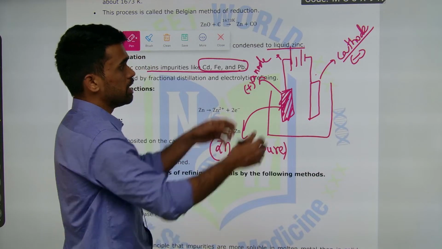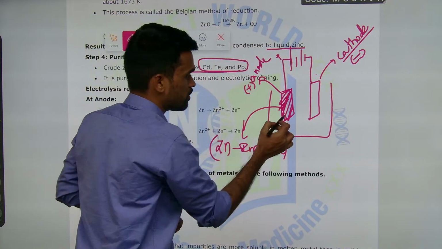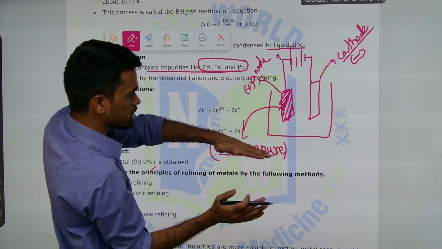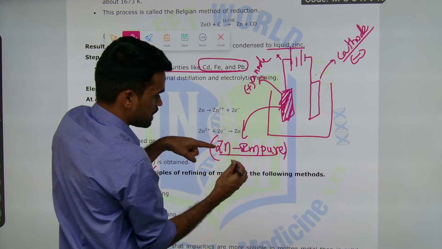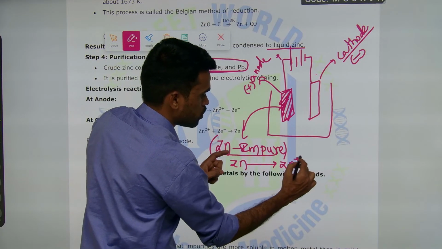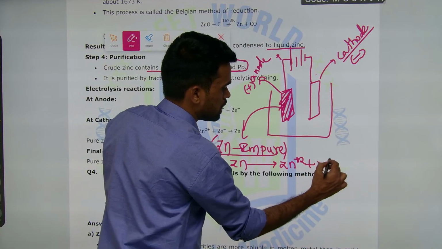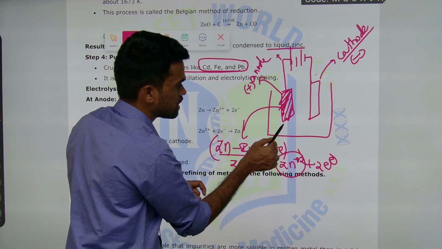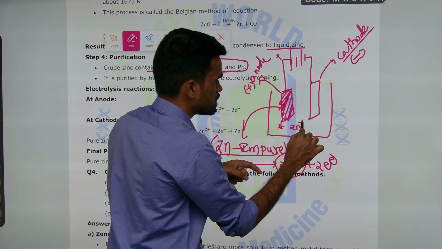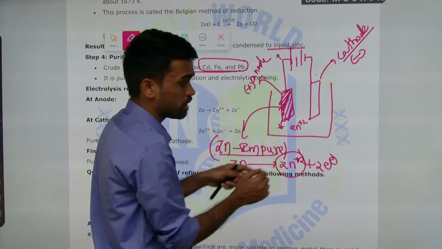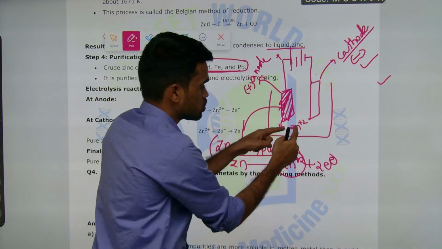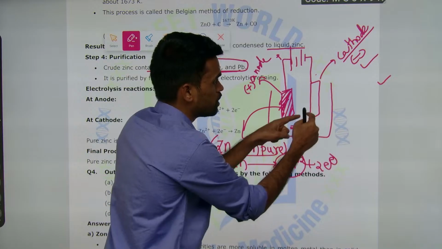Now what happens when I pass electricity? The impurities will remain here only, but whatever zinc is there will get oxidized to Zn plus 2, and 2 electrons are released here. Now these Zn plus 2 ions that are forming will be attracted by our cathode, because the cathode is a negatively charged electrode, right? So all these Zn plus 2 ions will move towards the cathode.